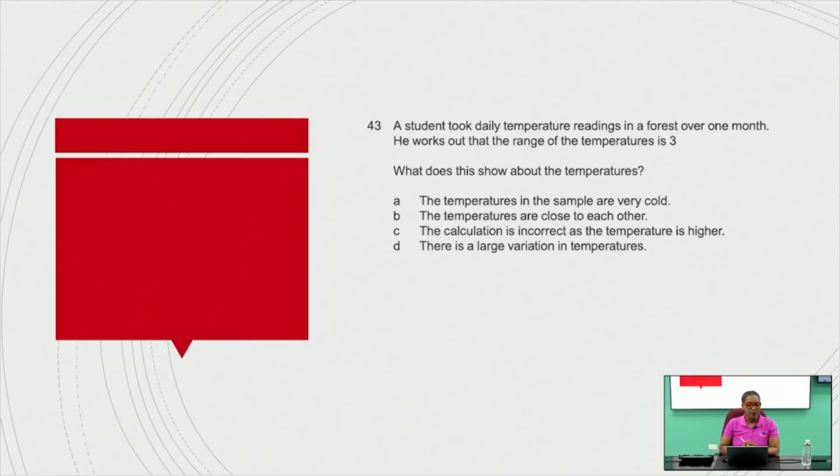All right. And we're moving on to question 43. A student took daily temperature readings in a forest over a month. He works out that the range of the temperatures is 3. What does this show about temperatures? How do you find range? Range is the highest value in the data set subtracting the smallest. So if you only have 3 as the range, what does that tell you? It tells you that the temperatures are pretty close. All right? So that's pretty much what it is, because the range is only 3.